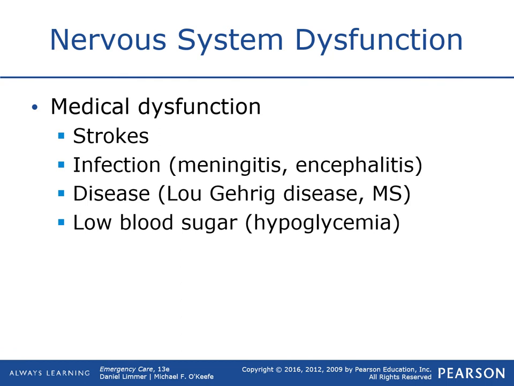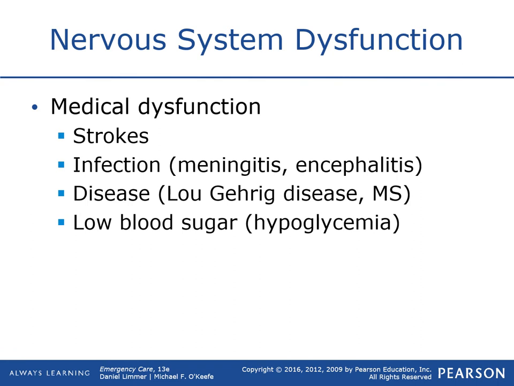Another one is infection. One of the biggest ones we hear is meningitis. If you remember, your meninges are that protective layer around your spinal cord. And so if you have meningitis, we think back to our terminology, ITIS at the end is inflammation. So that's inflammation of your meninges, which can cause quite a bit of pain. And encephalitis, that's again, itis at the end, that means swelling. And encephalitis is swelling of your brain itself.